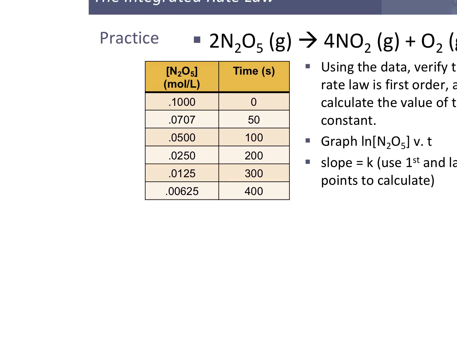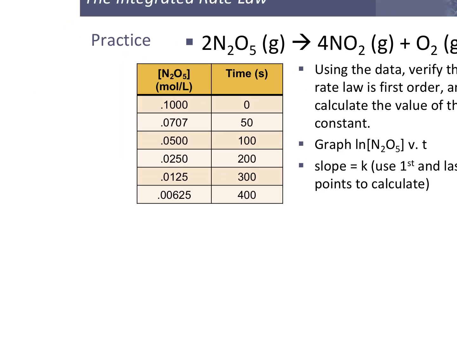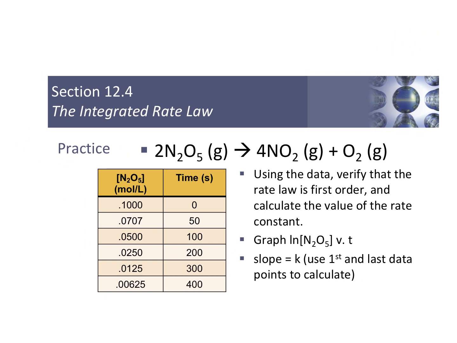Let's go ahead and start looking at our data. If I think about a natural log graph, it needs to look like this: natural log of some concentration versus time, and we're expecting a straight line slope, right? That's what would verify to us that it is a first order reaction.